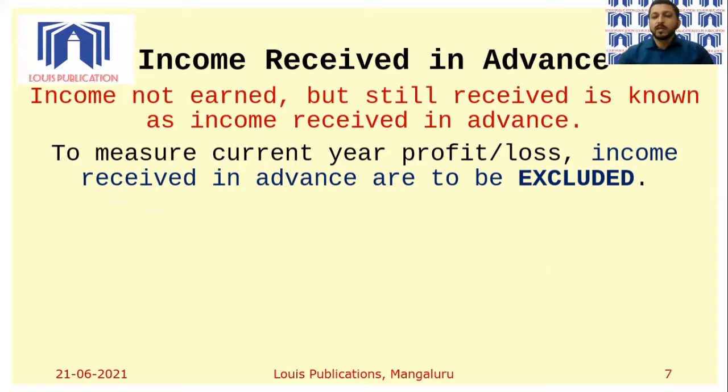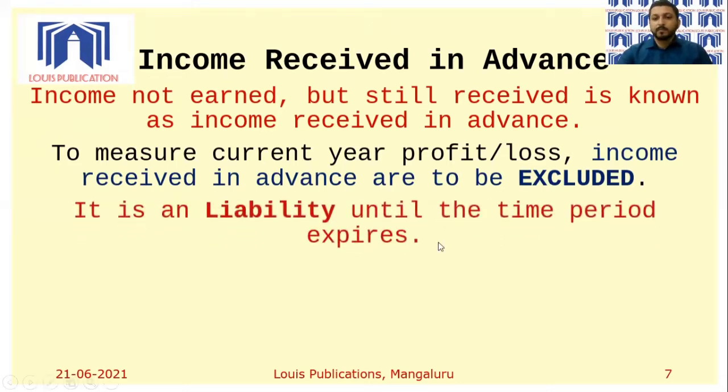So since these items relate to next year, they are to be excluded to find the current year profit or current year losses. And it is a liability until the time period expires. Let's take a clear-cut example.